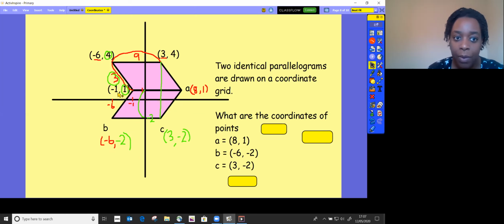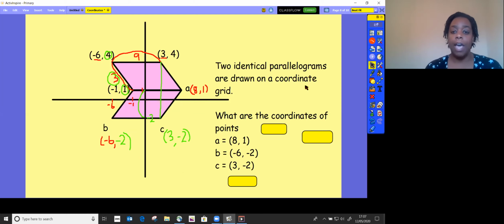Yep, and even when we look here, it works the same. We had a change from -1 to -6, which was a change of -5, and then we got going from 8 to 3, which is also a change of 5. So that is definitely all correct there.